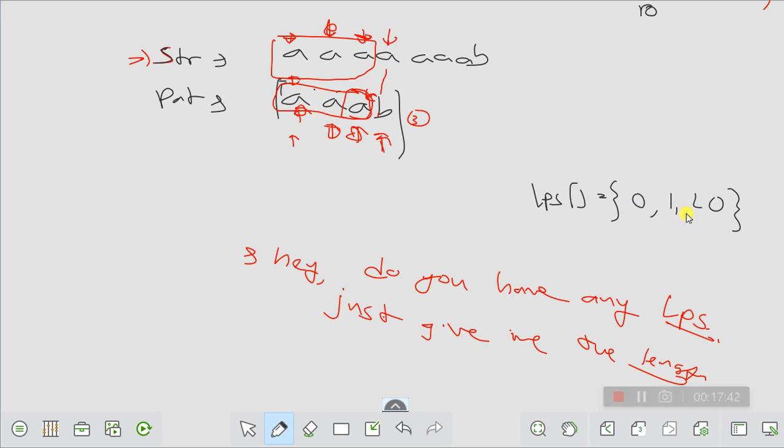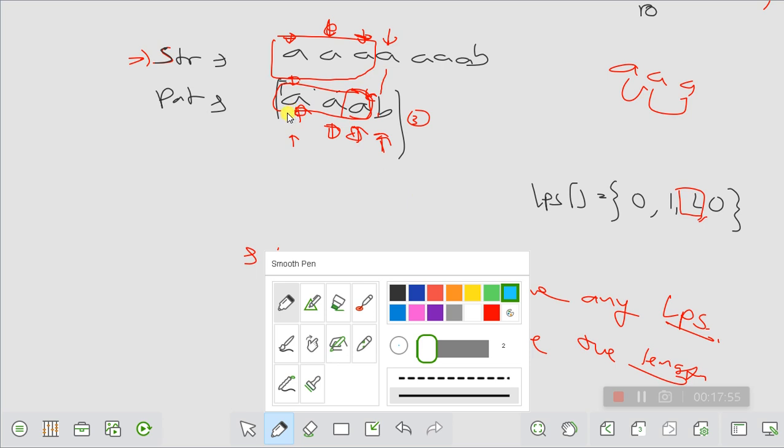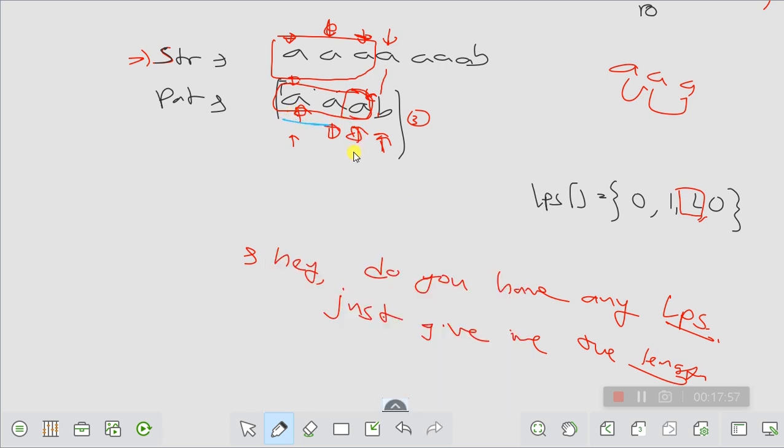So it says that yes, I have some characters which are matching for this string AAA, and the length is 2. So now you can avoid two comparisons, and here you can see that I'm going to avoid these two comparisons, and I'm just going to move to this index 2. So now if I call this index i and this j, my i will become LPS of j minus 1. I hope you guys are clear with what I'm saying here.